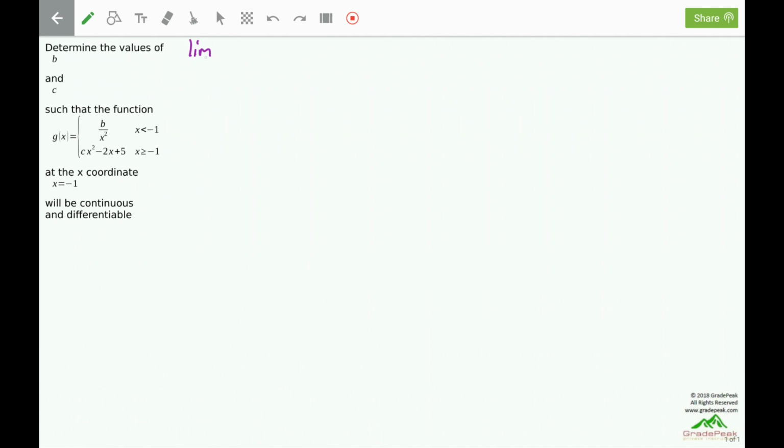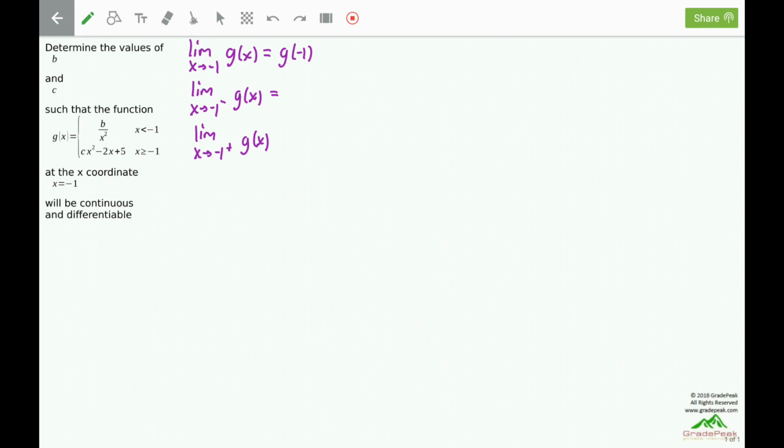For continuity, we need the limit as x approaches the x-coordinate of -1 from both sides of the function g of x to equal g of -1. G of x here is a split expression function, and it does split right at the x-coordinate of -1, so the two-sided limit will have to be evaluated from each side separately. So we'll have the left side limit of g of x and the right side limit of g of x for the x-coordinate of -1.